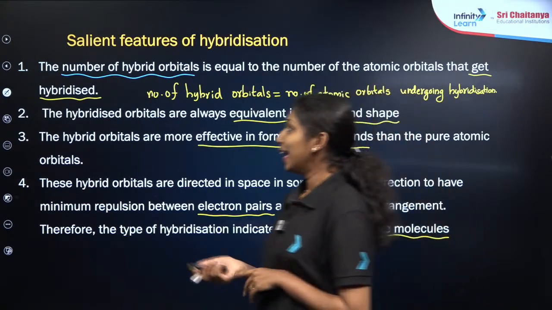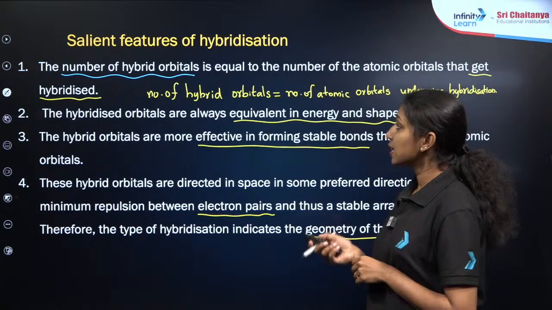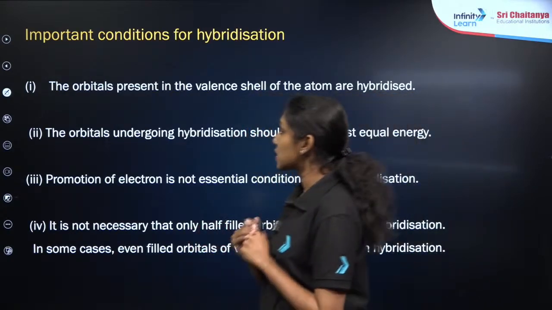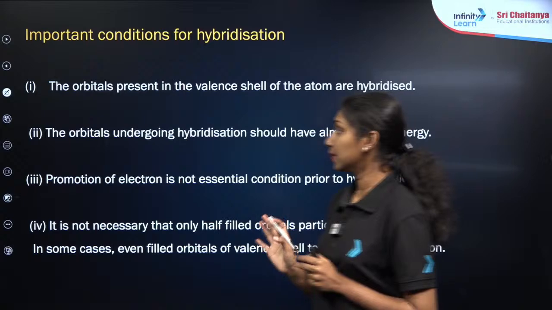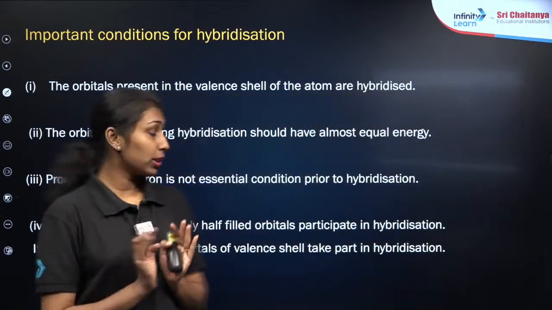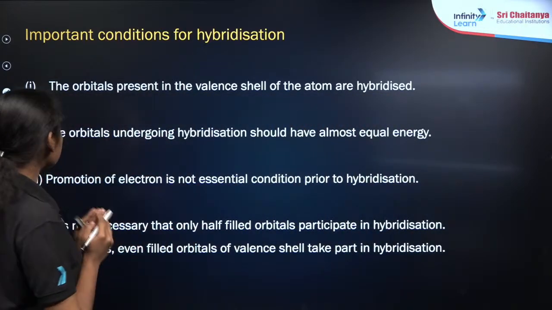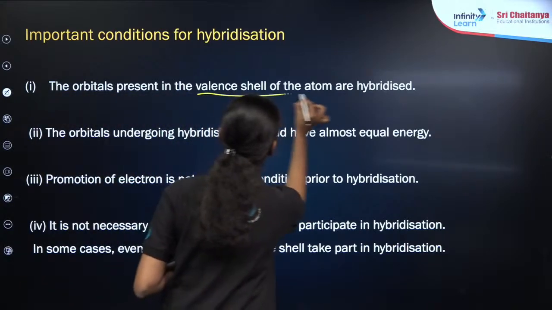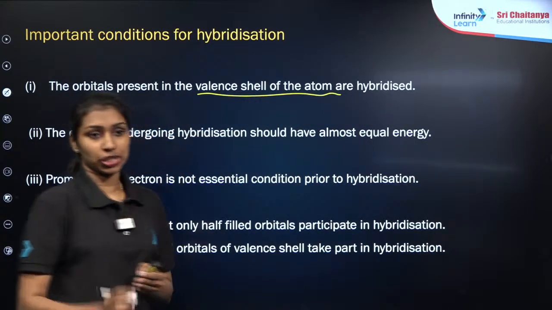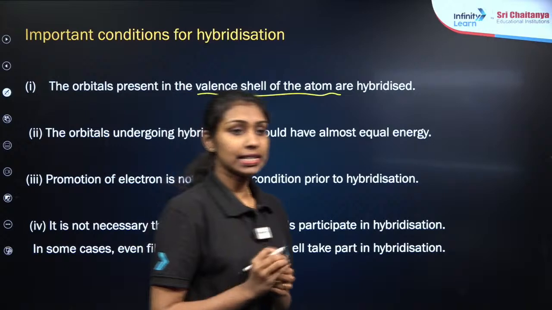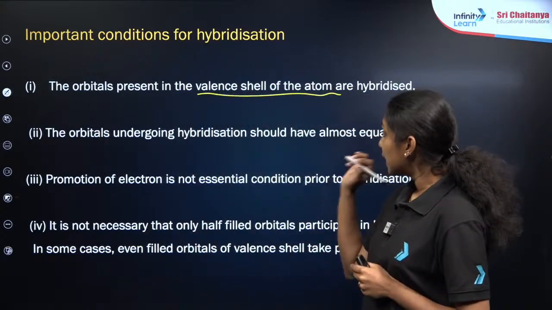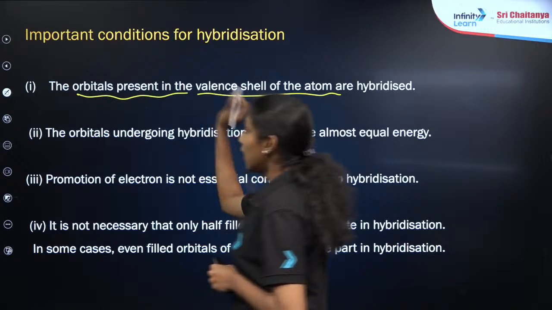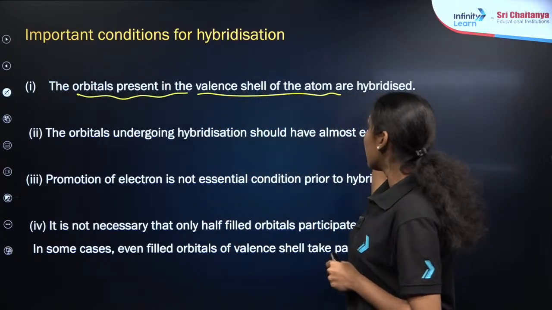Yes, fine. Now let us go to the conditions that satisfy hybridization. What are the major conditions? Again, 4 points are there. You just have an idea about this. The first one is that the orbitals present in the valence shell of the atom undergo hybridization, right? Always valence electrons, or the orbitals present in the valence shell, undergo the hybridization.